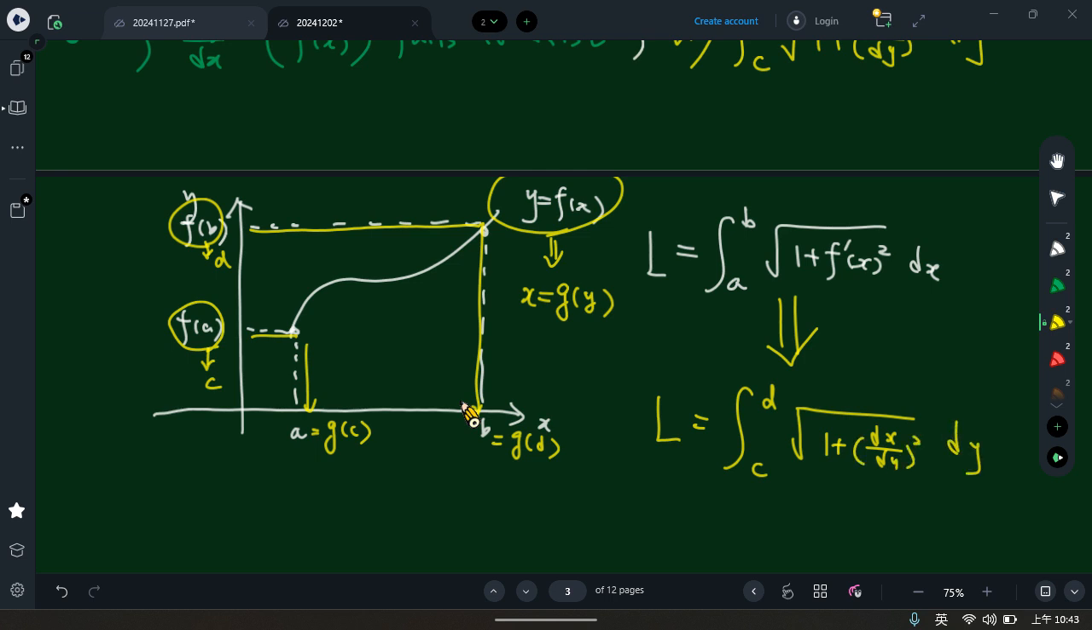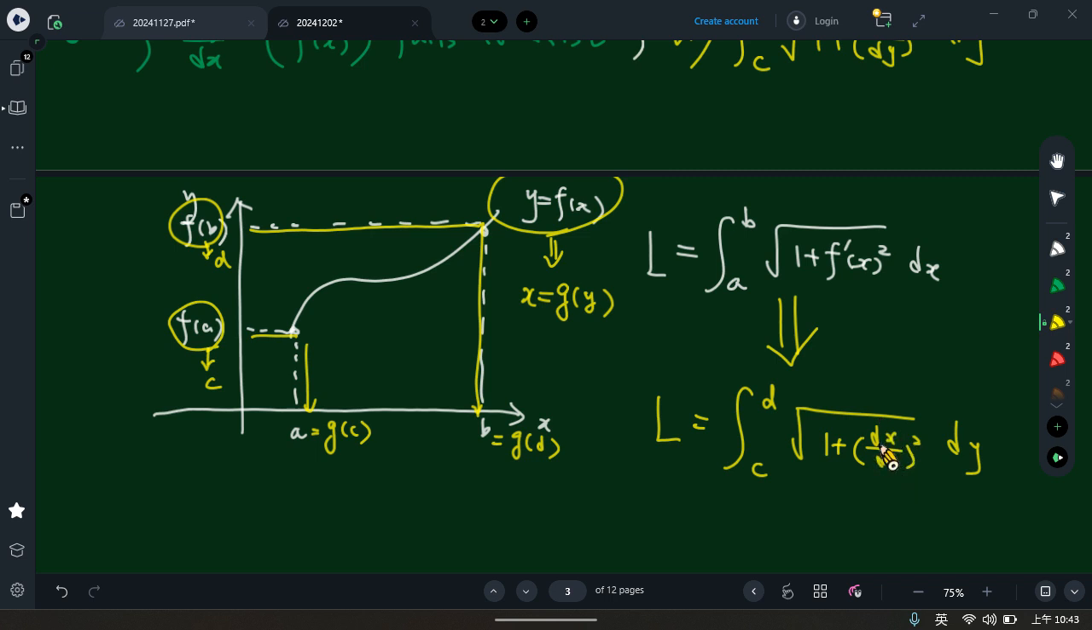So we just change our viewpoint. Originally, we just view the curve from the x angle, but through the conversion, we can just change the angle from x to y. So of course, your start point, your end point, and also your dx over dy will be also changed.